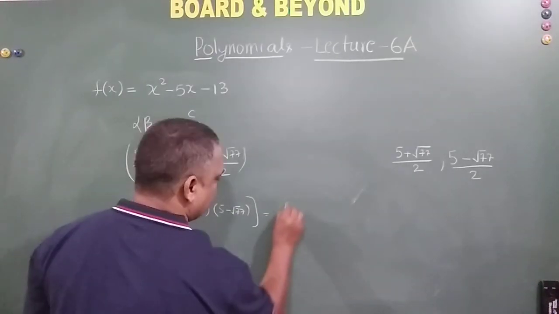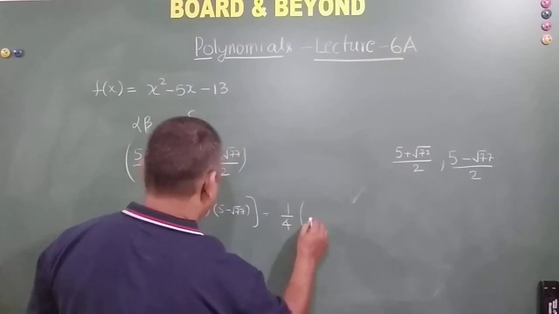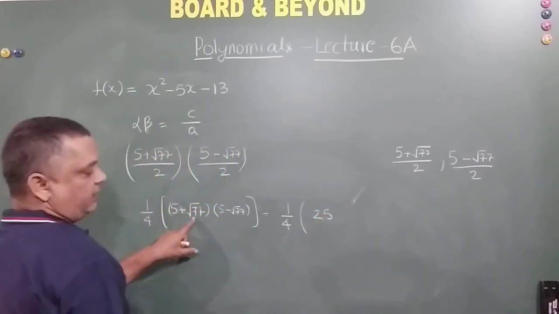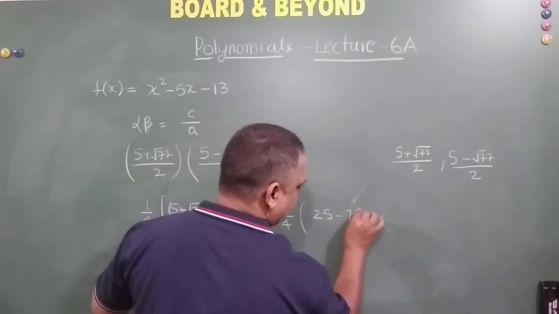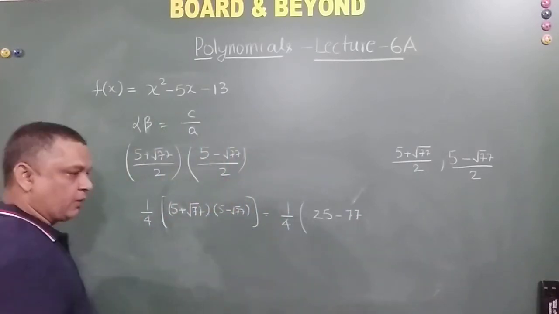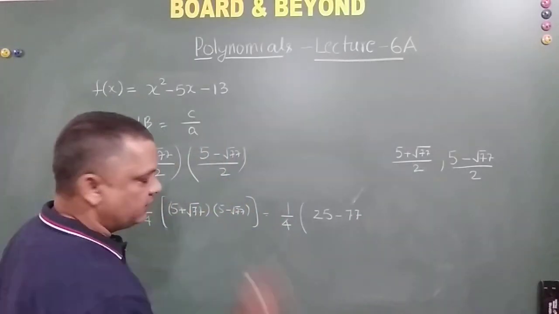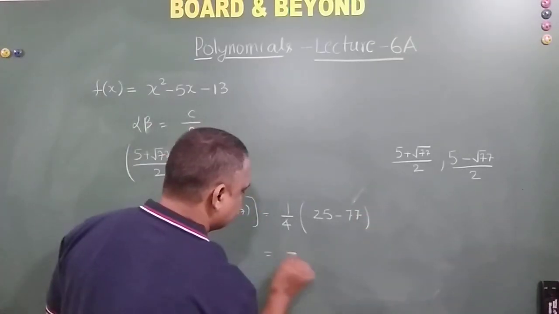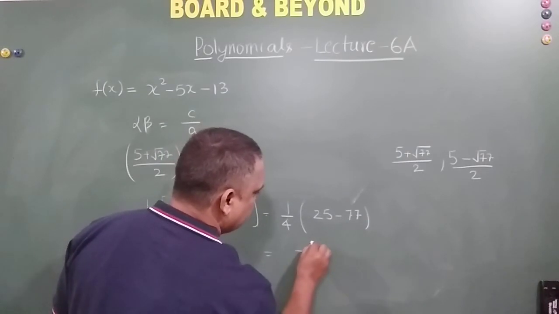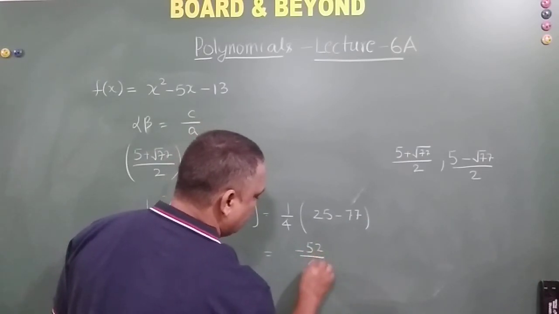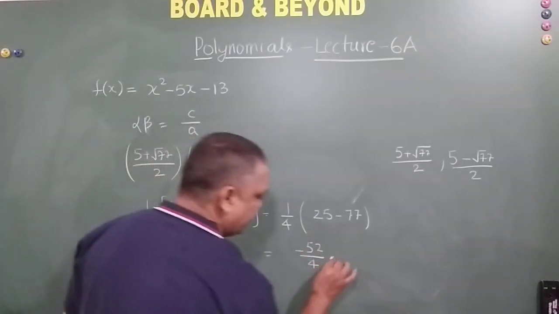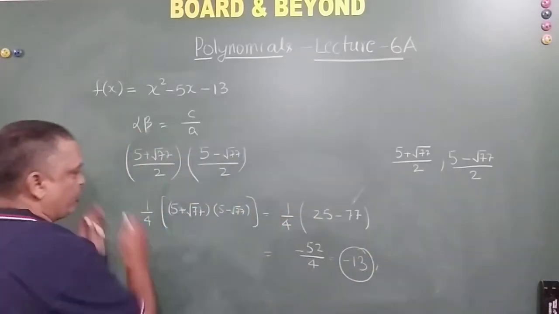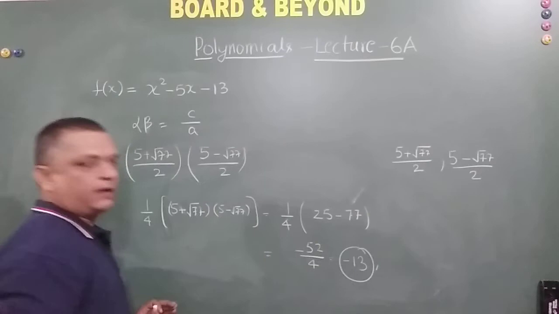Okay. So this is equal to 1 by 4 times a square, that is 5 square, that is 25. I am going to write it straight away. Minus b square, that is minus 77 only, because 77 is under square root. So when you are squaring it, it becomes just 77 as per the law of exponents, right? So this is equal to minus 52 by 4. You all are getting it, which is equal to minus 13. Let us stop it here. So the product of the roots is coming up to be minus 13, right?